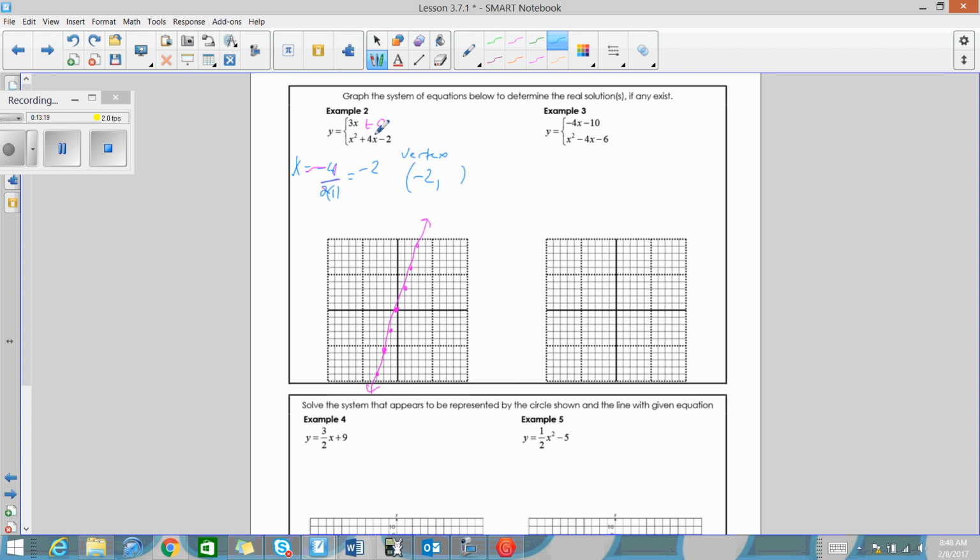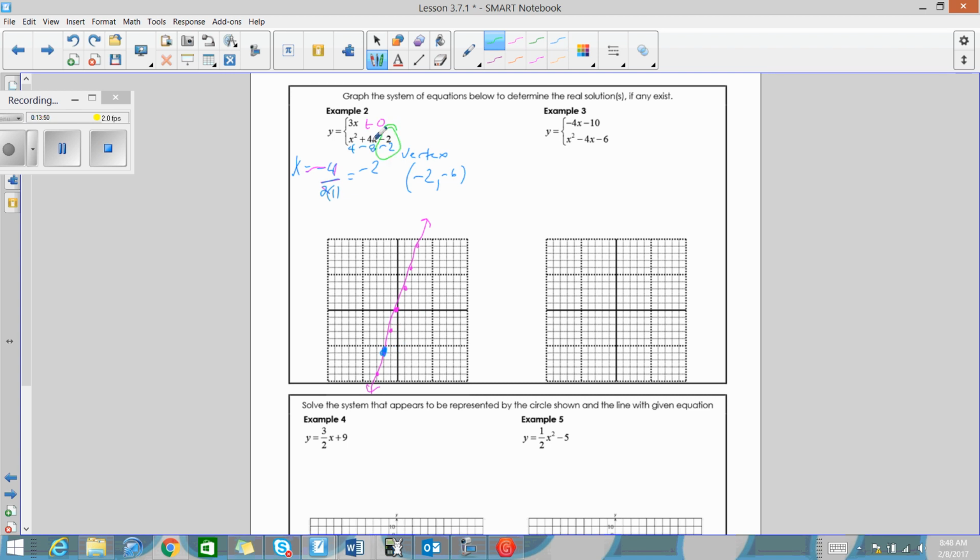So when we substitute it back into our equation, -2 squared is 4. -2 times 4 is -8 minus 2. So 4 minus 8 is -4, minus 2 is -6. So our vertex is -2 and -6. And if you look here, my vertex is actually one of the points on here. I know that because I've done this before, but it's right there. That is one of my solutions.